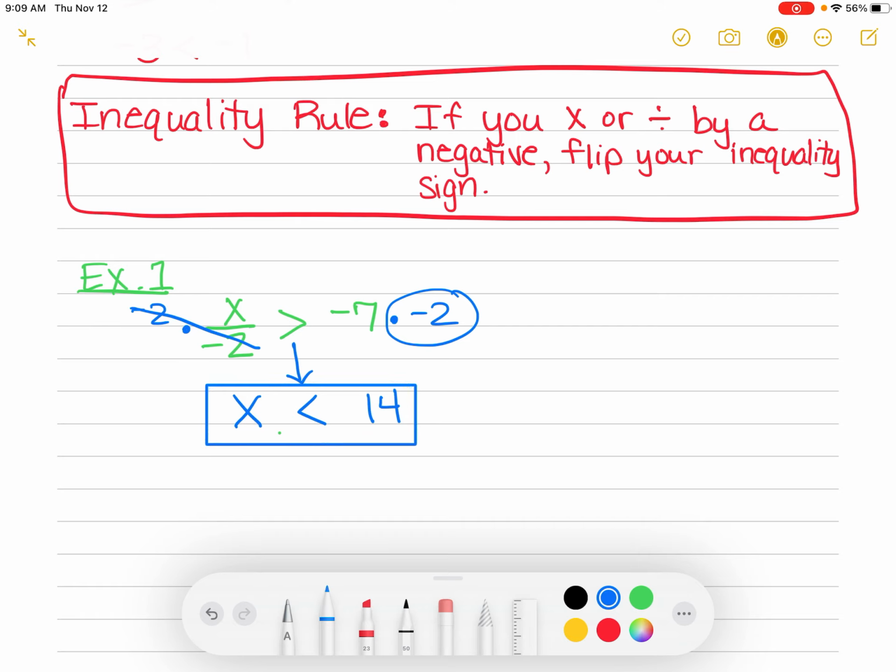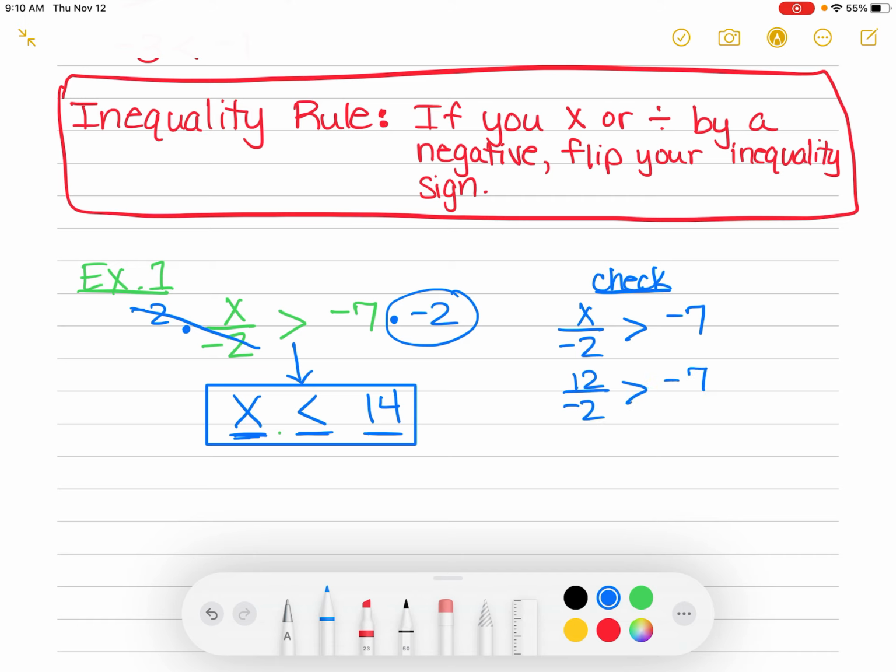And the book does not tell you to check these, but you can check them, so I'm going to show you how. All I'm going to do is pick an x that is less than 14. So I want to make it even because I know I'm going to have to divide by -2. So let's say x is 12. Okay, so I'm going to put 12 in place of the x. Hold on, let me change this a little bit. Okay, this was my original problem. And so I'm going to put 12 in place of the x.